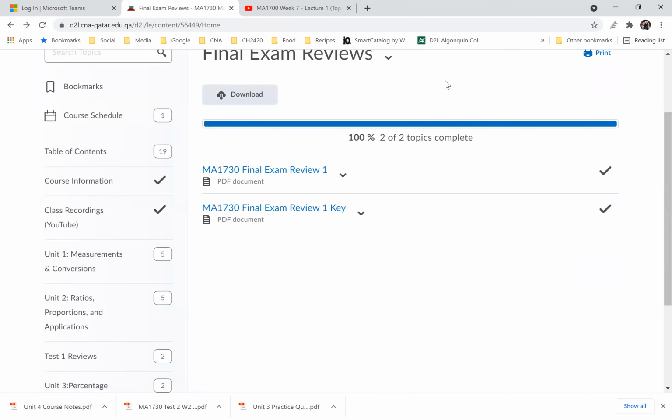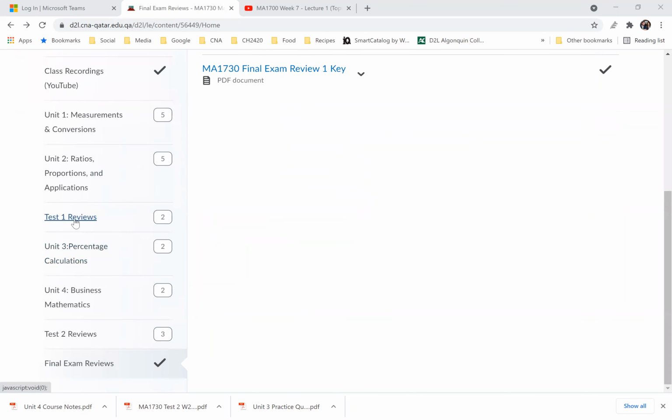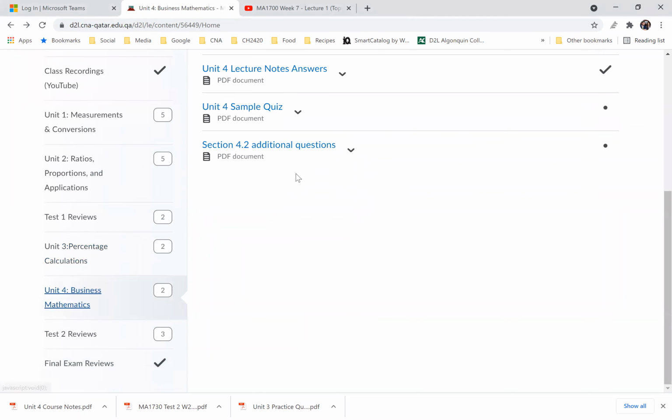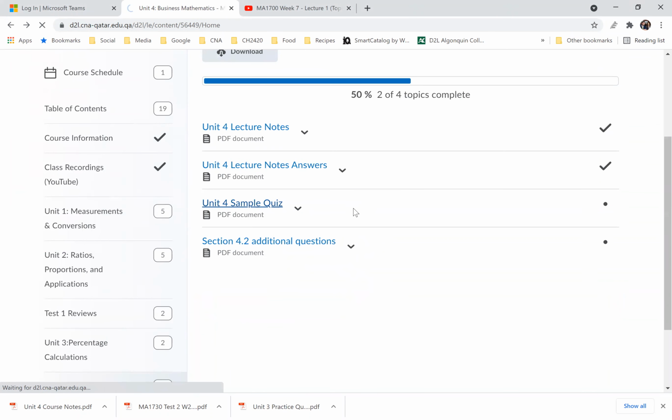And tomorrow, this is my plan. This is what I'm going to go through. Tomorrow we're going to have a tutorial. We're going to look at the final exam, and there is a key there. I obviously won't have time to do everything, but there is a final exam key for any questions that I don't get to do. Don't forget, guys, for your final, there's also reviews for every chapter and every test. So you could look at test 2 reviews, test 1 reviews. In business math, there's a sample quiz. There's no answers for that, I don't think. But anyways, there's lots of practice for you guys.